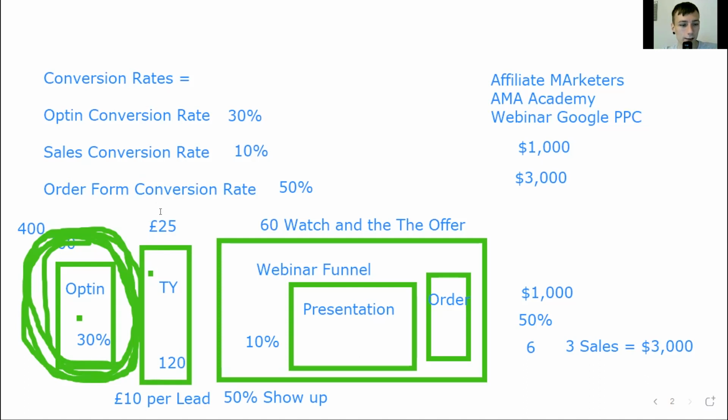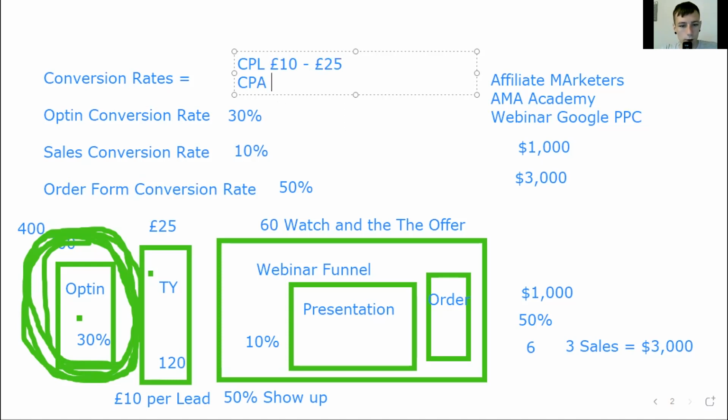But then if we look at this again, how much is it costing us to acquire a customer? So this is our cost per lead and then cost per acquisition. So cost per lead at the minute is £10 in this example, but we could afford to spend upwards of £25 a lead.